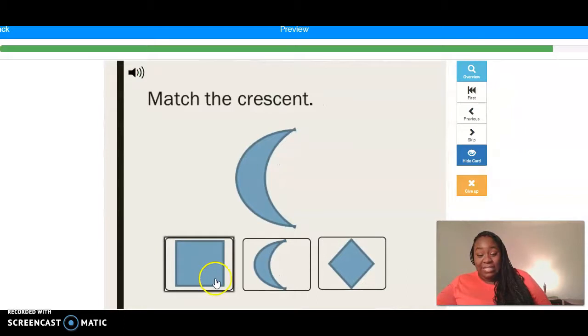Can you touch the crescent? Crescent shaped like a moon. Yes, very good.